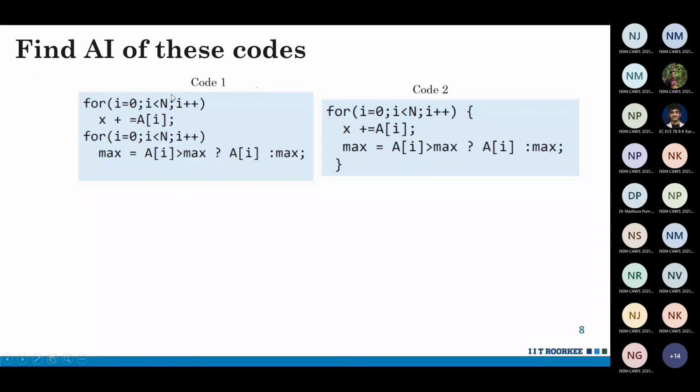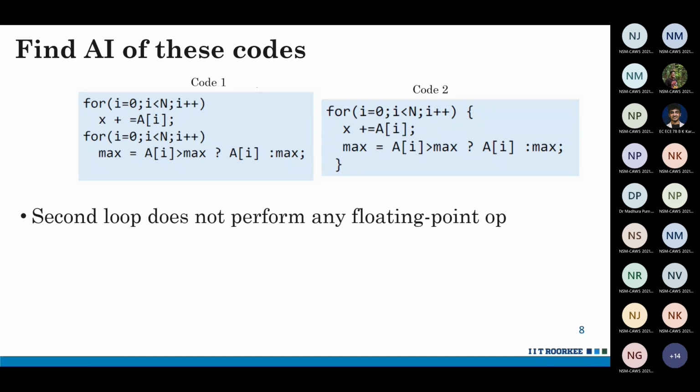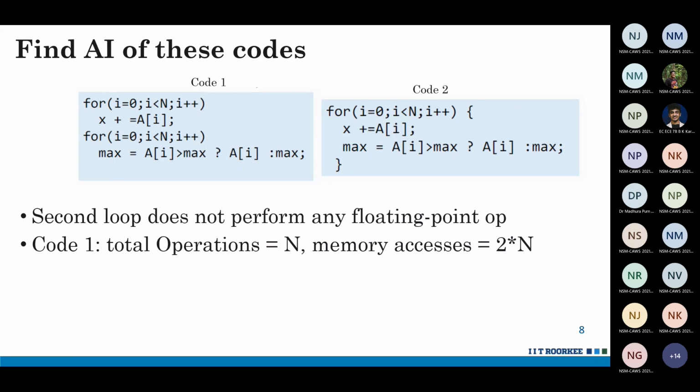Yes, this one also is similar. Here also we have two separate loops and here we have one single loop. In the first loop we are doing one computation in each iteration and we are fetching 8 bytes. In the second loop we are not having any floating point operation. We are just fetching it and doing a comparison, which does not require floating point hardware. So we don't talk about AI in the second loop.